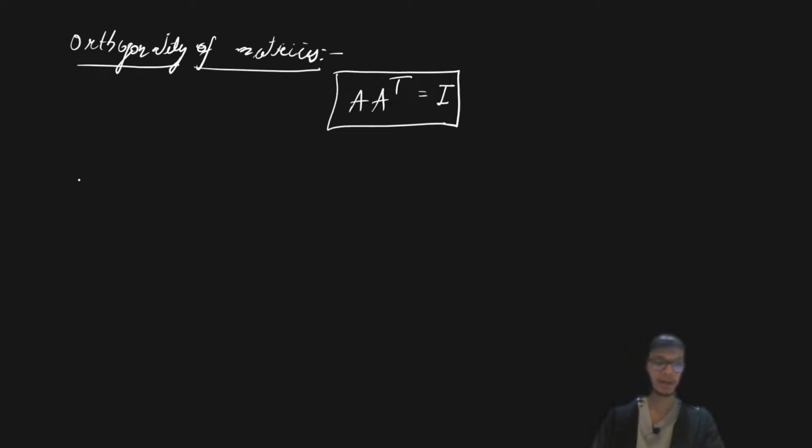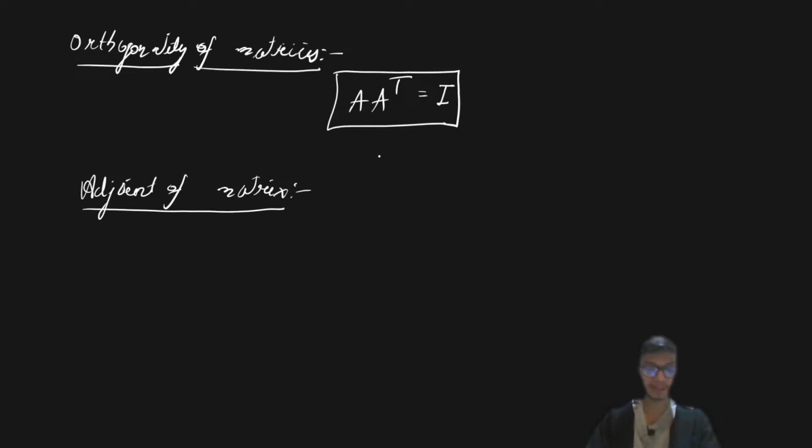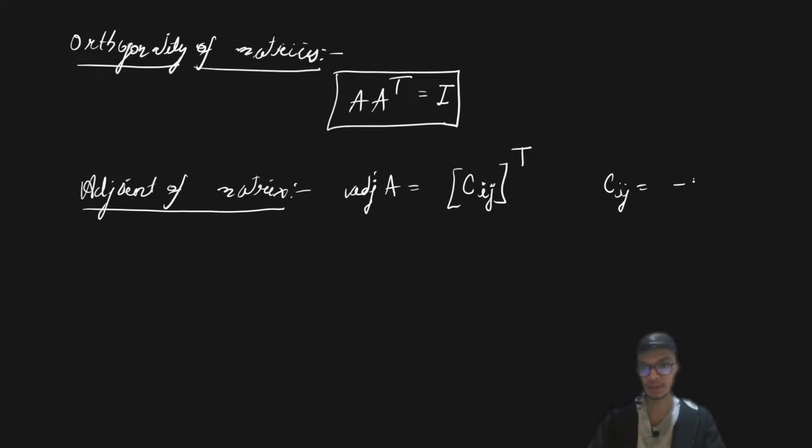Now, apart from orthogonality, I also want to discuss the adjoint of a matrix. This is also very important. What is meant by the adjoint of a matrix? If I have any square matrix, the adjoint basically denotes the transpose of the cofactor matrix, where the cofactor is nothing but (-1) to the power i plus j times the minor. Once you find the minor for that particular element and multiply it with (-1) to the power i plus j, this gives you the cofactor.